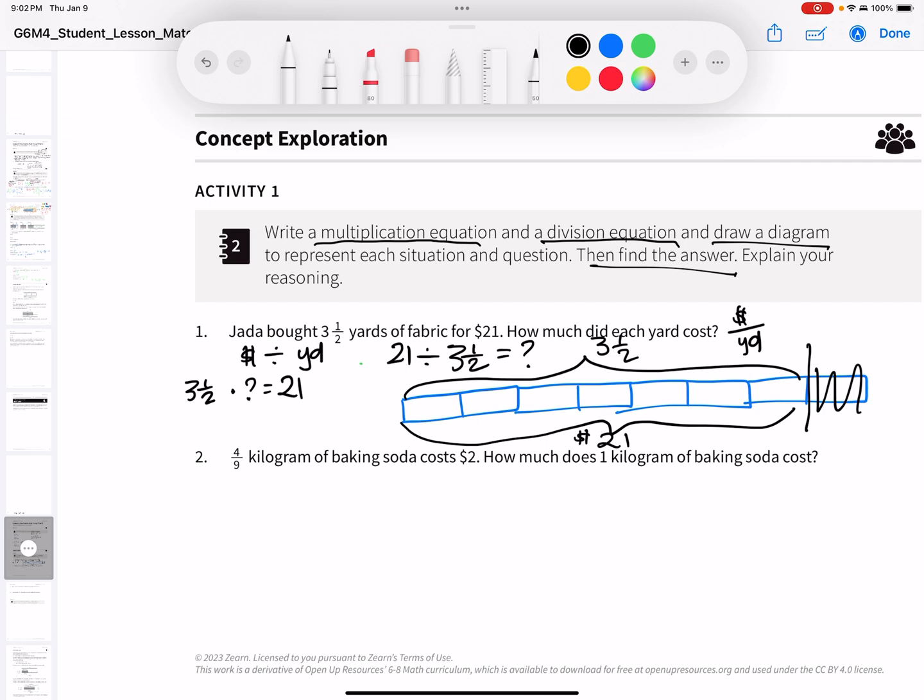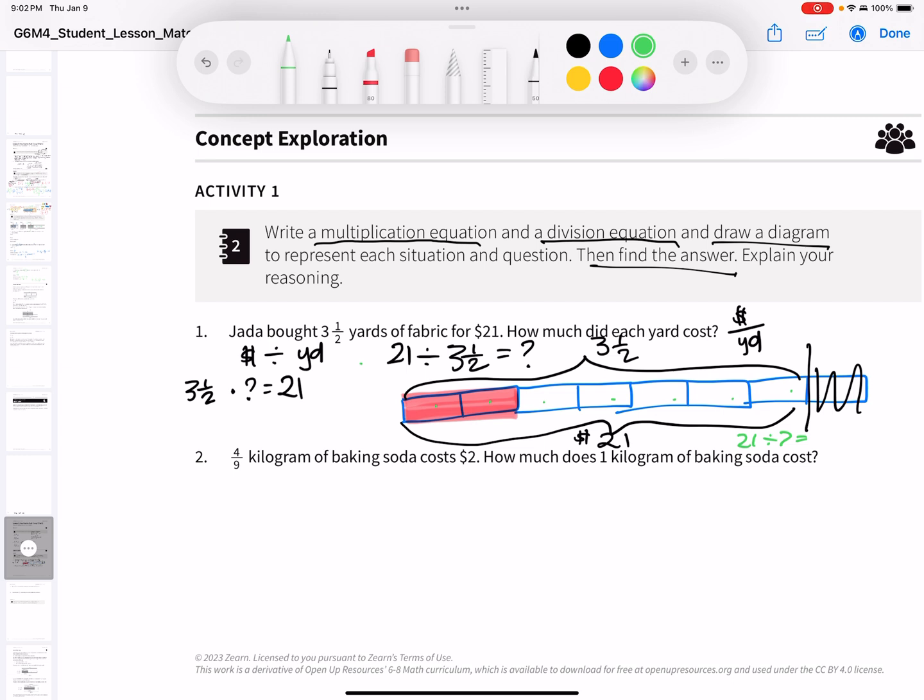So that we can figure out what 1 yard costs. So we're trying to figure out 1 yard, okay? Well, how many half yards do we have in 3.5? We have 1, 2, 3, 4, 5, 6, 7. So we really need to do 21 divided by 7 because each half yard has to be the same amount. And since there are 7 half yards, what is 21 divided by 7?